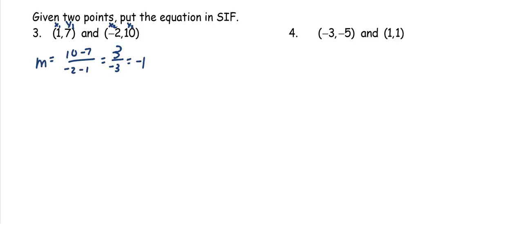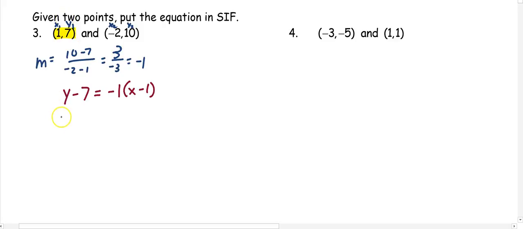Now, it does not matter which points you use. So I'm just going to use the first one this time. And I need to start writing in point slope form. So I have y minus 7 equals negative 1, my slope, and then x minus 1. Notice that they're both minus signs because my coordinates were positive.